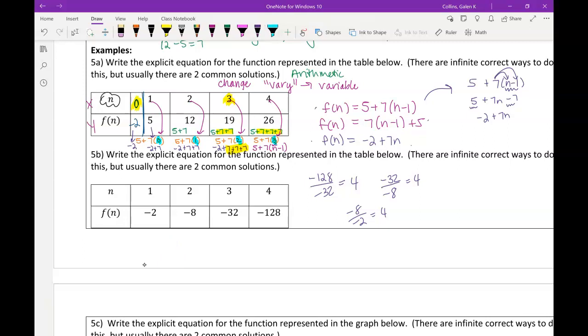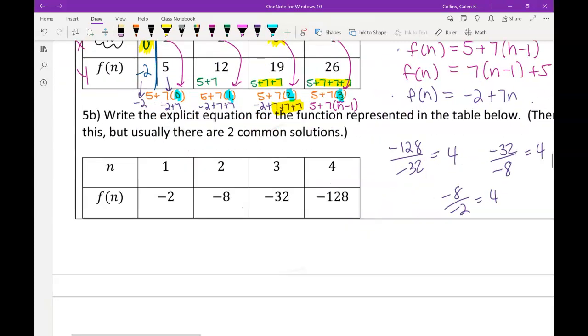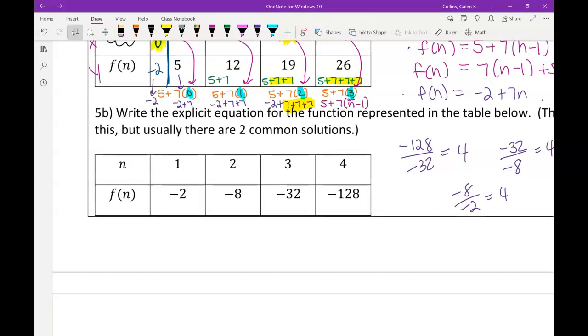Now, just like we did before, I'm going to look at these two strategies real fast. If I start with -2, I could think of -8 as -2 times 4. I could think of -32 as -2 times 4 again, because I'm multiplying by 4. That's my common ratio. To get to -128, start with -2 and multiply by 4, 3 times.